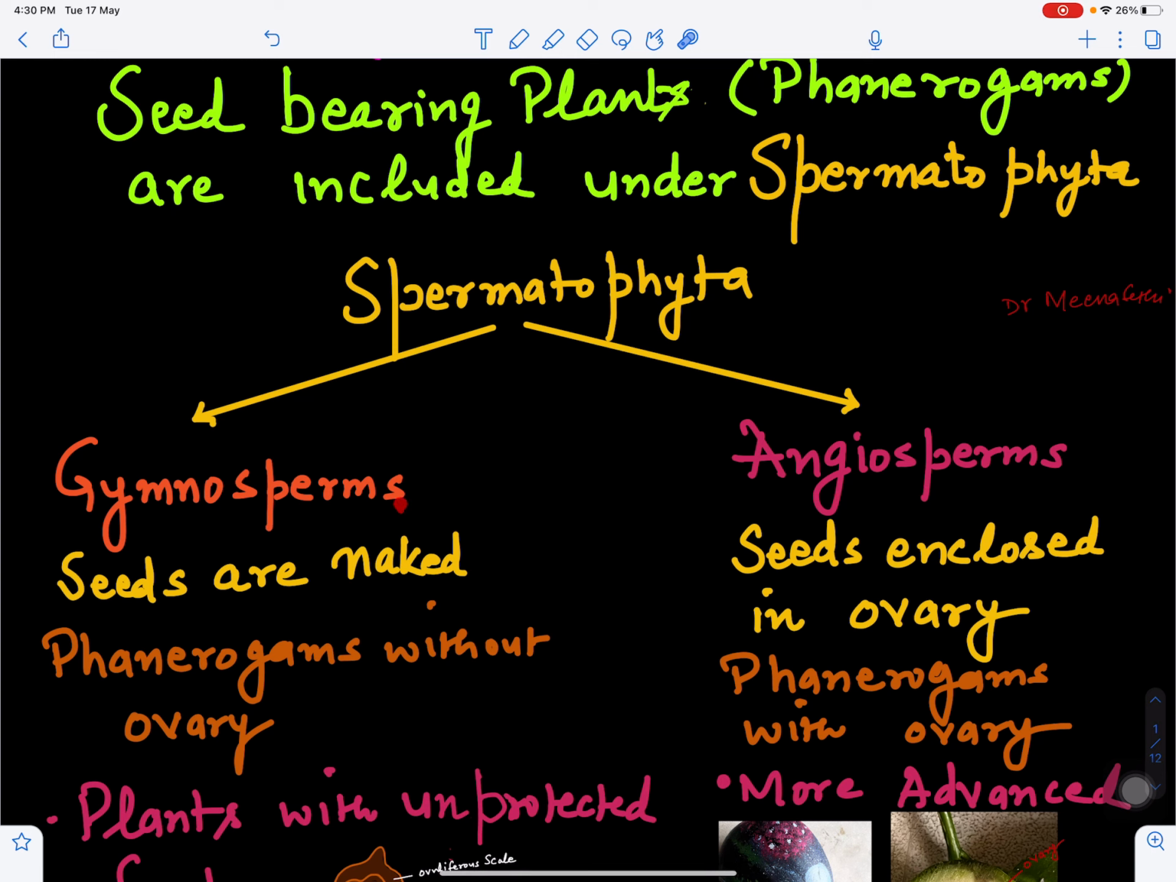Difference between gymnosperm and angiosperm is, gymnosperms, seeds they produce, but they are naked. They are not present inside the ovary. Like this, they are not present. In gymnosperm, cones are present, male cone, female cone, and in the female cone seeds are produced. They are not covered by ovary wall. But in case of angiosperm, like we have seen in the previous slide, seeds they are present inside the ovary and they are protected by the fruit.